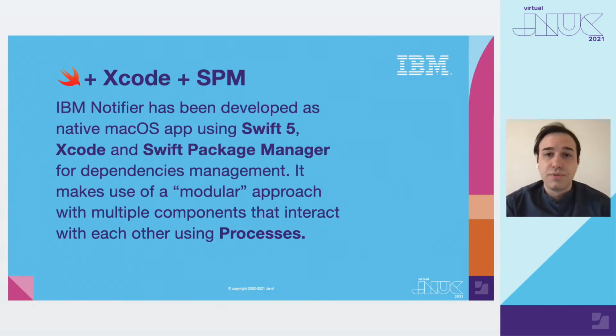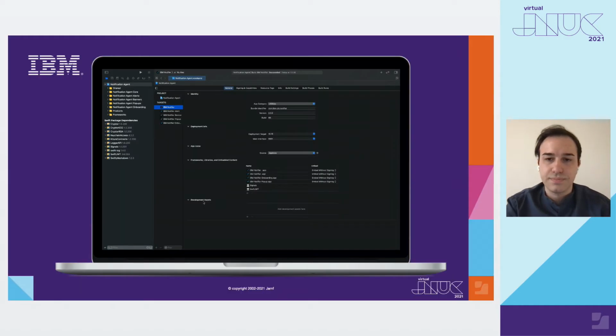From a technical point of view, IBM Notifier is a native macOS application written using Swift 5 in Xcode and using Swift Package Manager as dependency management. It makes use of a modular approach, so that allowed us to create and to use multiple components that are basically different applications that interact with each other using background processes.